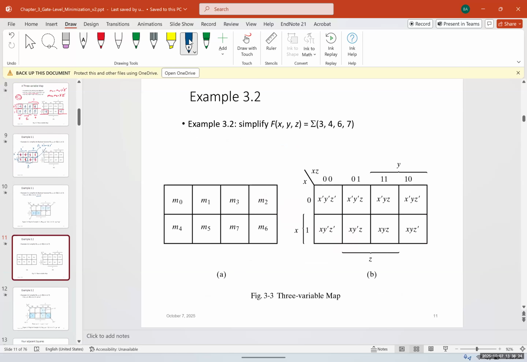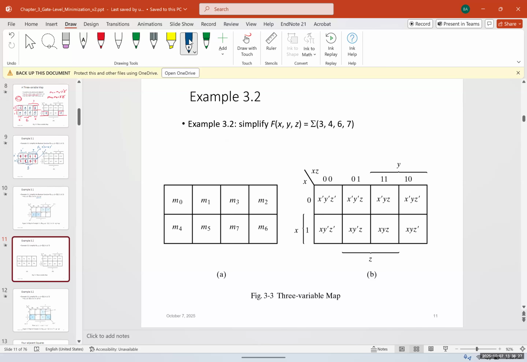Example number 2, again, I'll give you a few minutes. This one is a sigma of 3, 4, 6, 7.